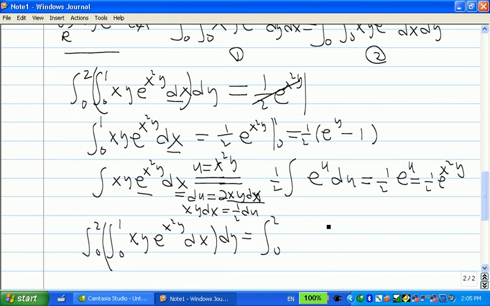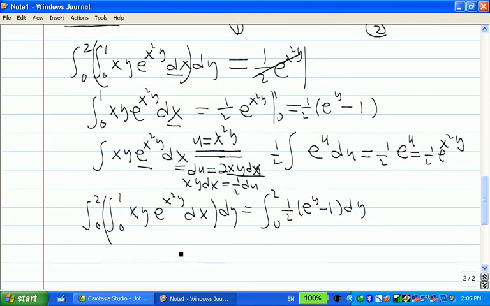We already find it. Inside one gives you 1/2 e to the y minus 1 dy. This one is easy to integrate. I give you 1/2, integrate e to the y, gives you e to the y, then minus antiderivative of 1, gives you y. Evaluate 0 and 2. So they give you 1/2, replace y by 2, e to the 2, minus 2.